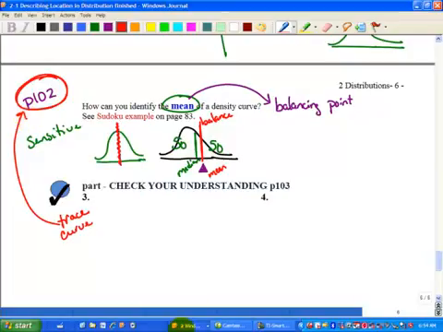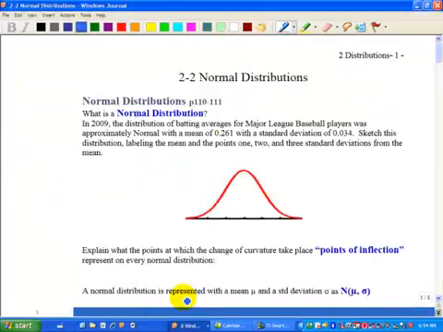So now get out your new set of notes. If you have this movie, you have these notes because I would have given them both to you when you came in. So now we're looking at our 2-2. You're going to need your calculator. We're going to look at something they call normal distributions.